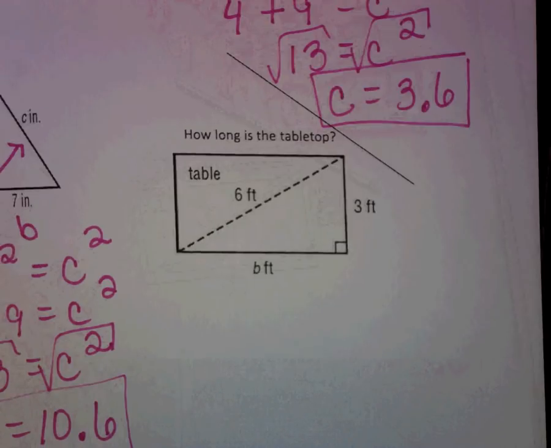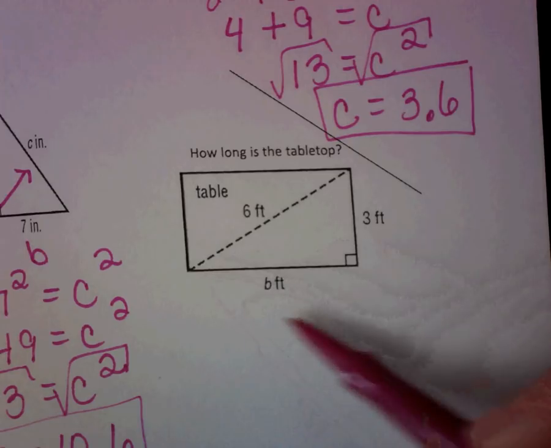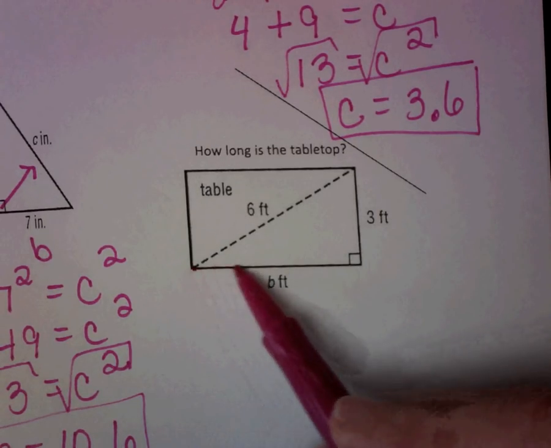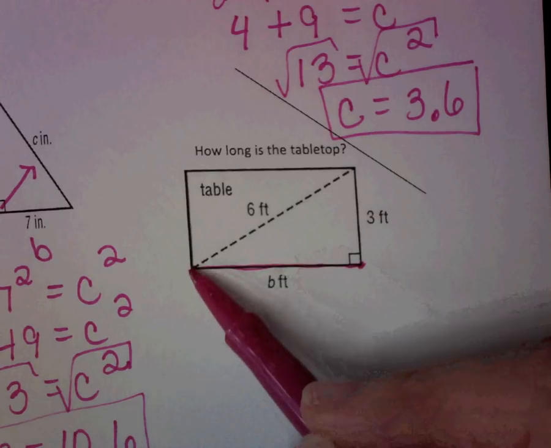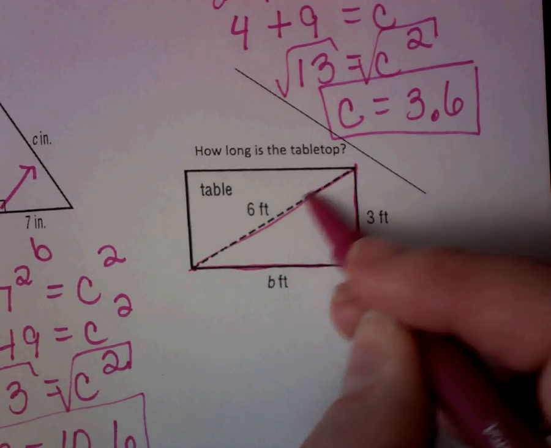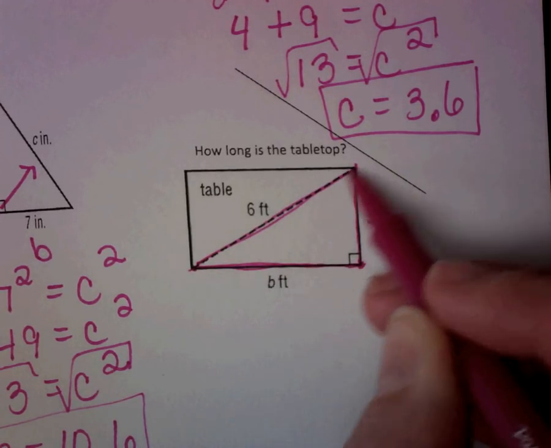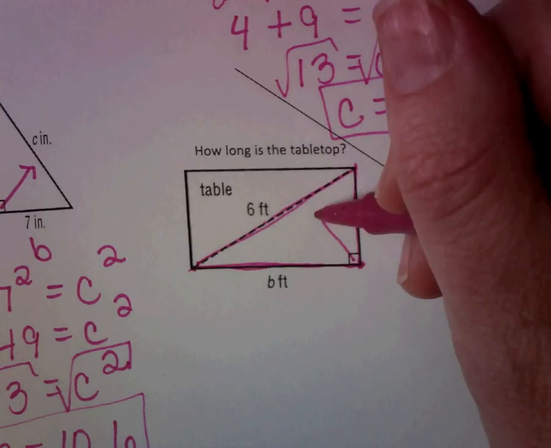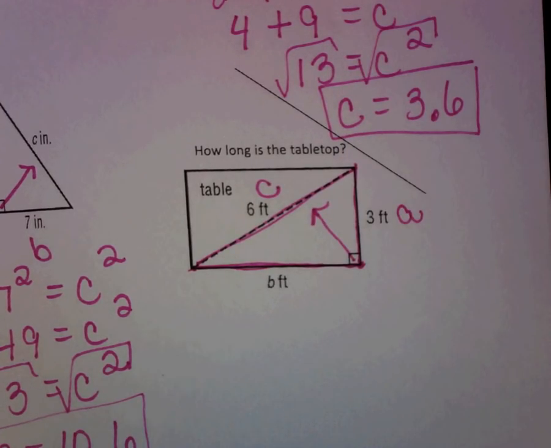Okay, so here's the last one. It says, how long is the tabletop? So we're trying to find the distance from here to here. So you can see how we have this right triangle within our rectangle. This would be called our diagonal, right? That is our hypotenuse, side C. This is side A. We're missing side B.